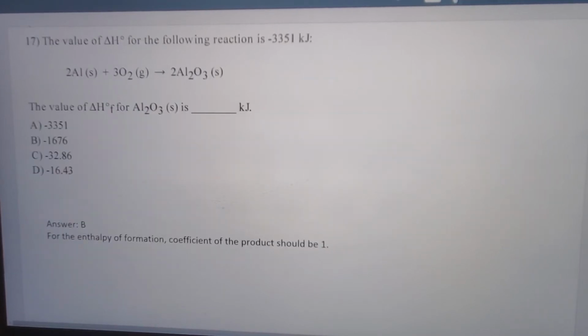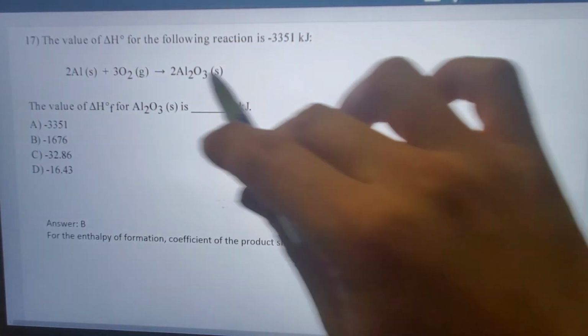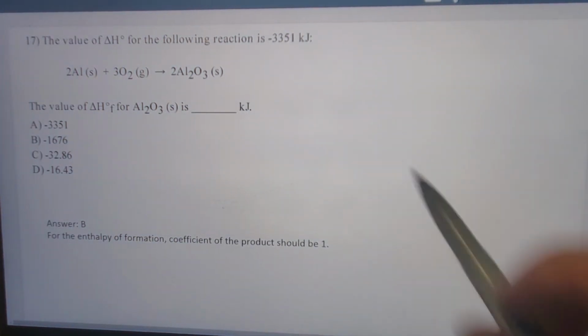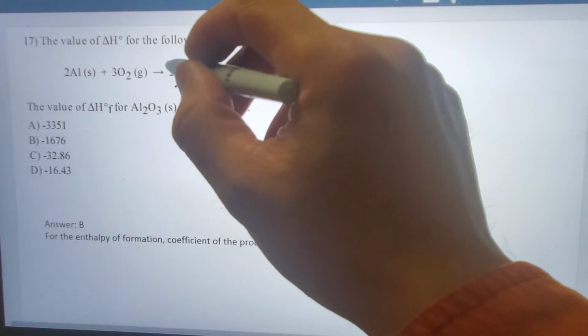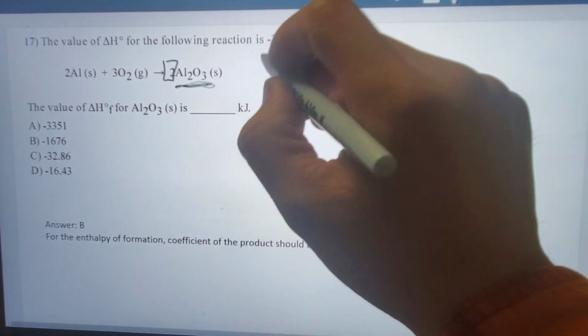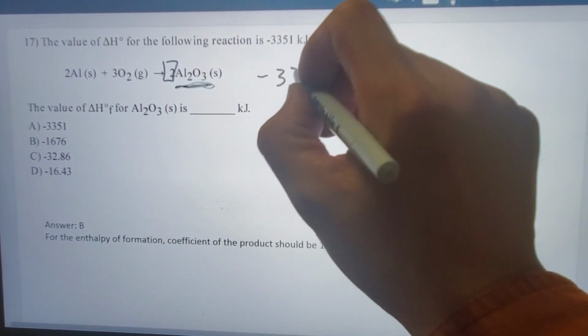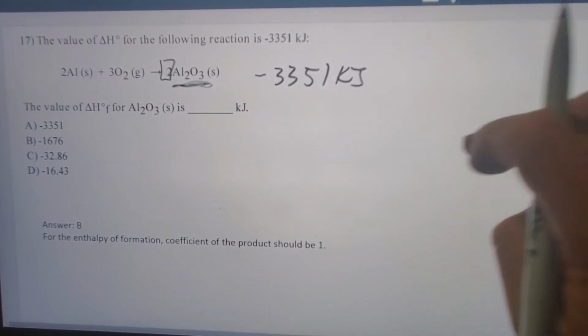Okay, we went over this. Okay, so this is done by using Hess's law. So if I want to know the formation enthalpy of this one, how do I do it? What is the definition? The definition is the coefficient must be 1. Before everything, I want to write this number over here, -3351 kJ. Okay, so I wrote that here.